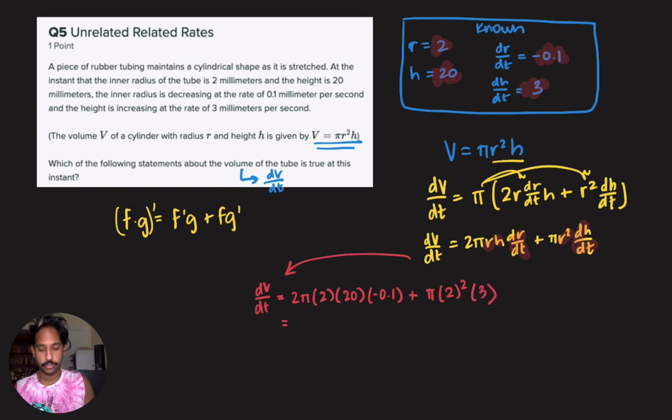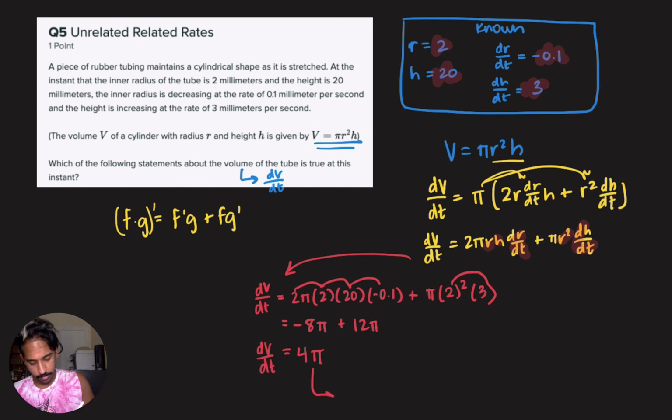This shows us 2 times 2 is 4, times 20 is 80, times negative 0.1 is negative 8. So this becomes negative 8 pi, plus 2 squared is 4, times 3 is 12, plus 12 pi. And here we get 4 pi. And so since we found dV/dt, and we see that it's positive, this tells us that the volume is increasing.